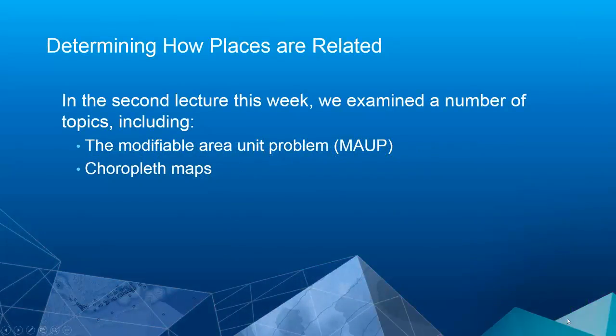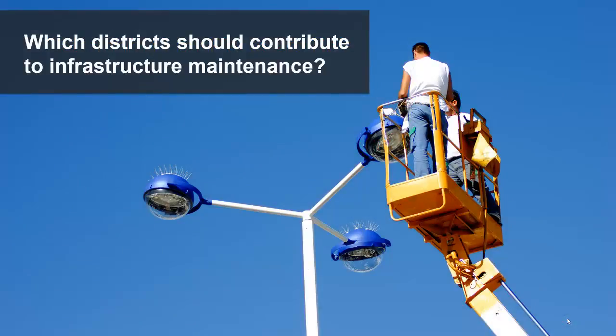In the second lecture this week, we examined a number of topics, including the modifiable area unit problem and how the results of your analysis will be affected and are therefore related to the scale of analysis. We also looked at visualizing and mapping area data, some of the pitfalls, in particular in relation to choropleth maps.